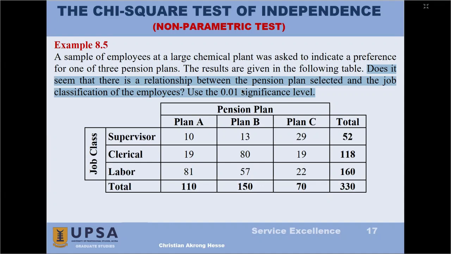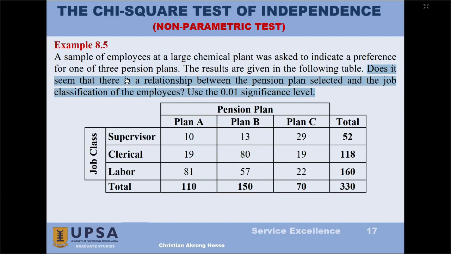13.28. Is that what you said? 13.28, because the chi-square table is only to 2 decimal places. So 13.28 is the critical chi-square value.